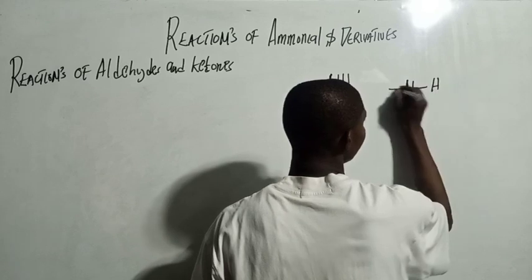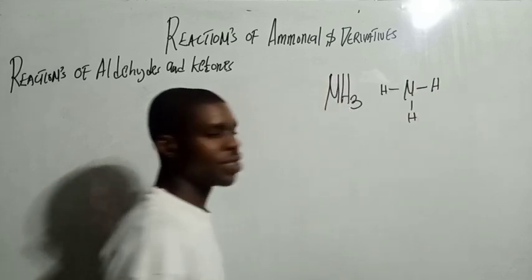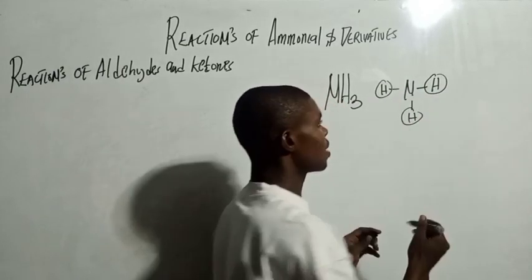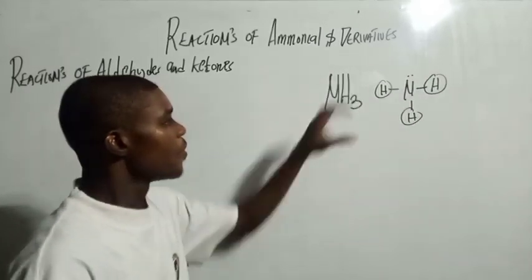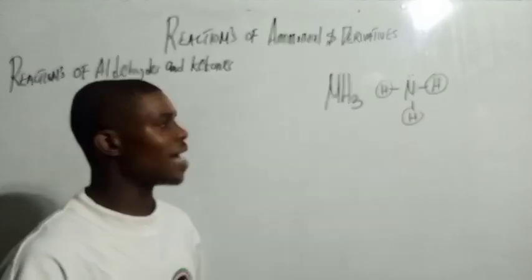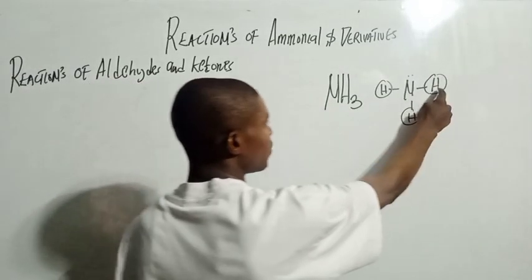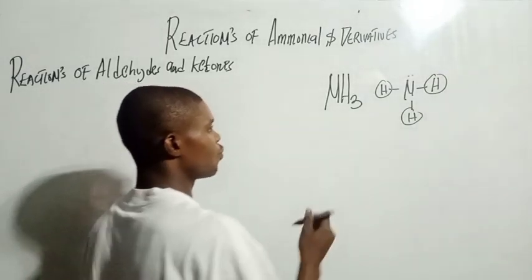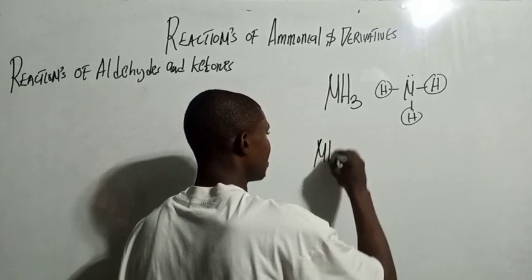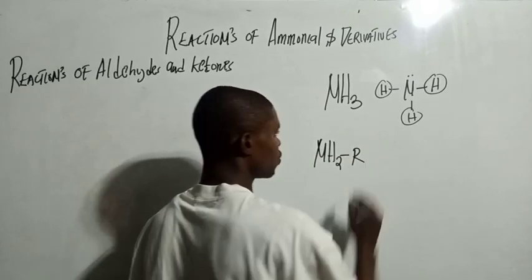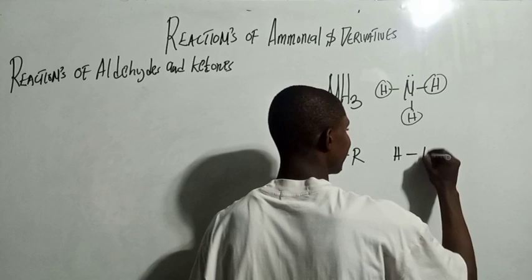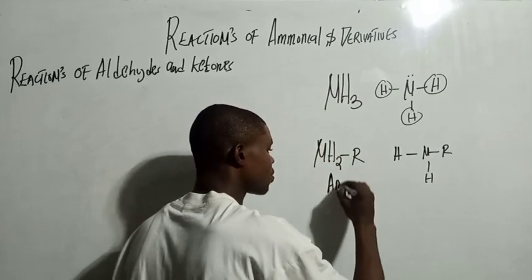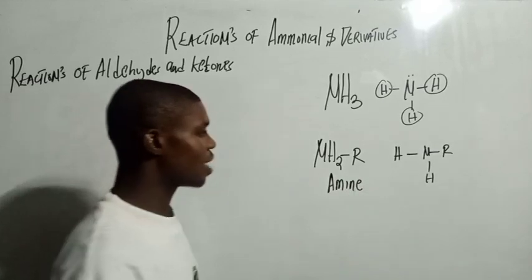And there is nitrogen bonded with 3 hydrogen atoms here. Do you get that? Now, if you remove one of the hydrogens and replace it with any alkyl group, for example here we have R-NH2, it's called amine. This is called amine.